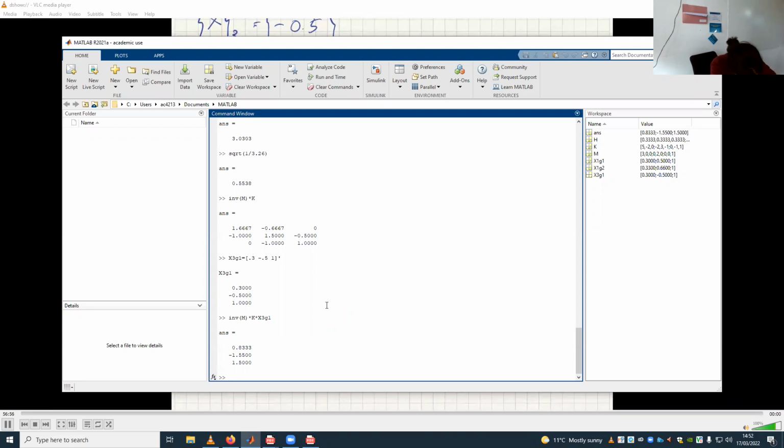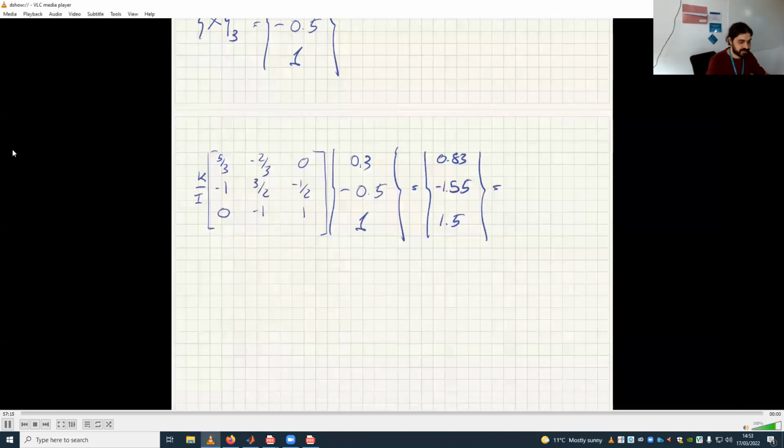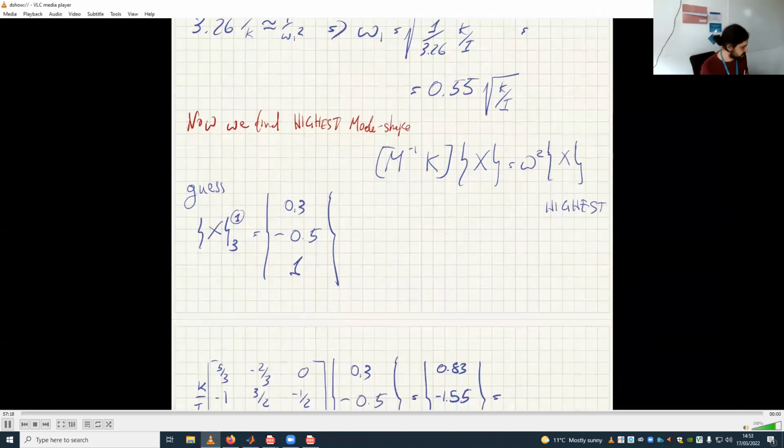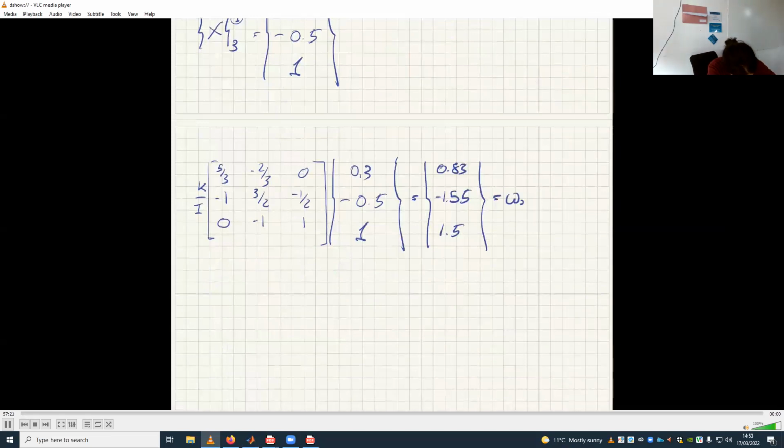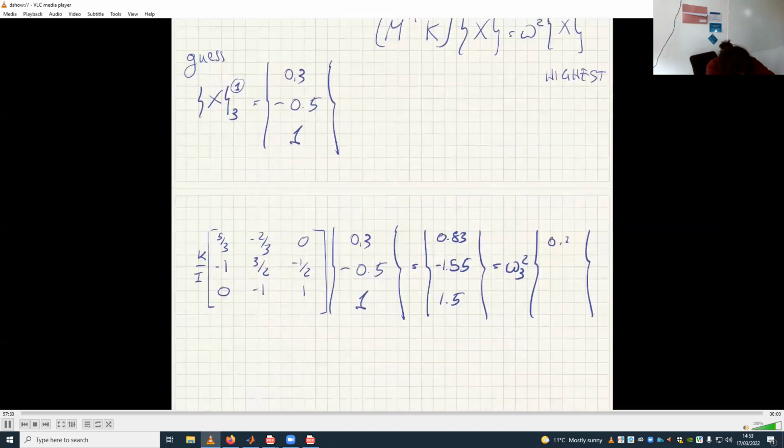0.83, minus 1.55, and minus 1.5. And this is equal to, now look, the equation is different, it is omega squared times x. So this is omega 3 squared times x, which was guessed as 0.3, minus 0.5 and 1.